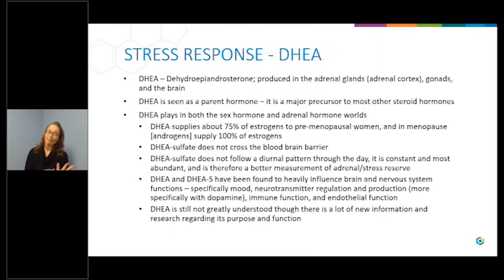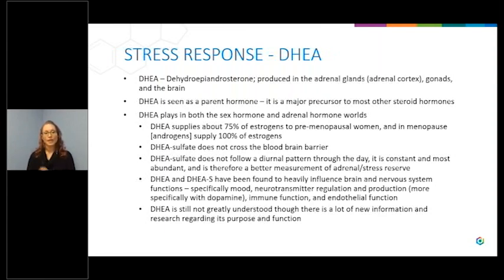DHEA supplies about 75% of estrogens to premenopausal women. And in menopause, the androgens, DHEA falls in the androgens, supply 100% of our estrogens. DHEA sulfate does not cross the blood-brain barrier, but DHEA can. DHEA sulfate does not follow a diurnal pattern throughout the day. It is constant and most abundant. A lot of people, because of that, use that as a better measurement of adrenal or stress reserve.